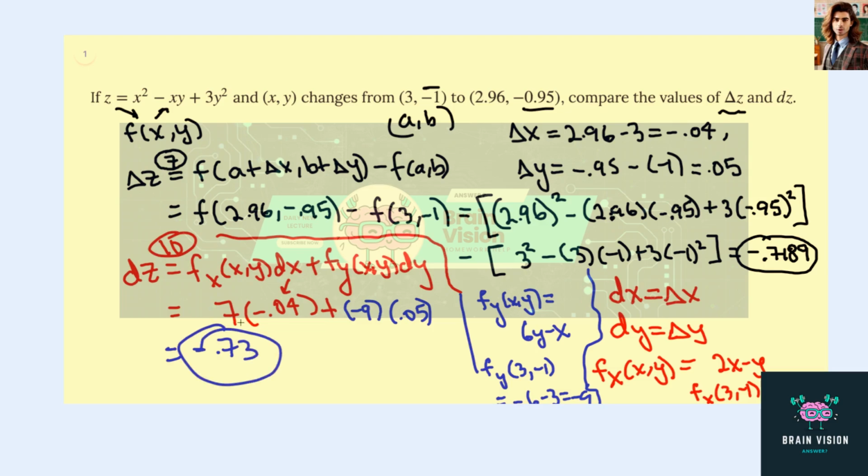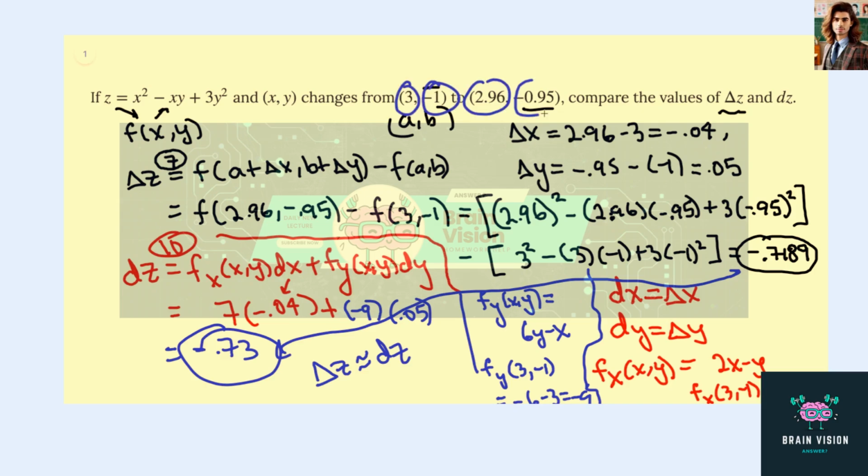If we compare these values, they're relatively close to each other. The reason is that delta z approximately equals dz as long as the change in x and y is not too large. Here the change in the x values is pretty small, and also the change in the y values. And so that's our final answer.